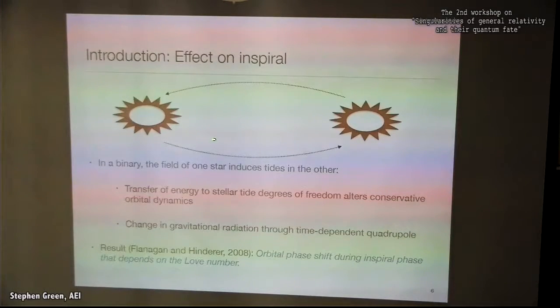If we then take two of these bodies in a binary, the field of one of them is going to create a changing gravitational field at the other one, and that's going to deform that star, so each star is deforming the other one. Then you get a transfer of energy into these stellar tide degrees of freedom, which then alters the orbital dynamics. And since these orbital dynamics are changing, you get a different time-dependent quadrupole, which then gives you a change in how much gravitational radiation is emitted and a different decay rate of the binary.